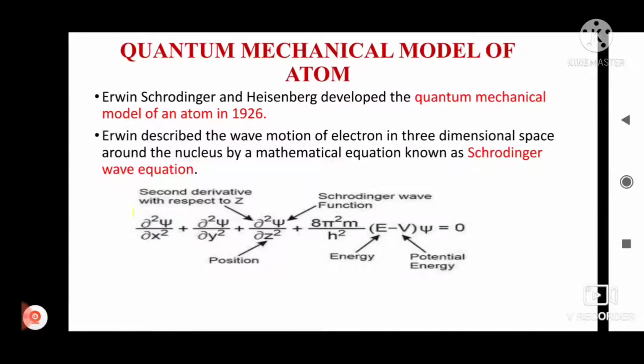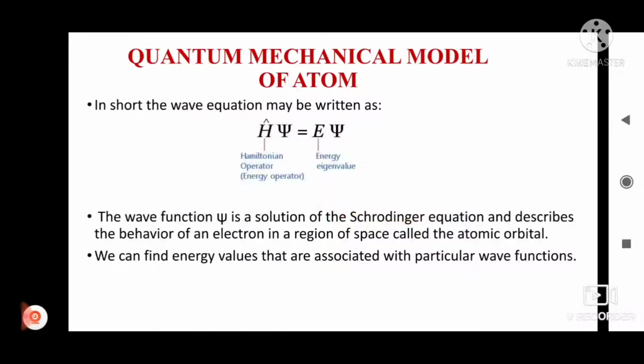∂²ψ/∂x² + ∂²ψ/∂y² + ∂²ψ/∂z² + (8π²m/h²)(E − V)ψ = 0, where ∂² is the second derivative with respect to x, y, z, and ψ is the Schrödinger wave function. E is the energy and V is the potential.